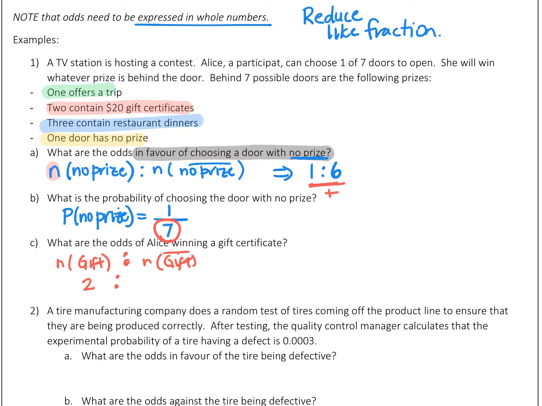The number that do not contain a gift certificate is everything else out of these 7, so 5. So my odds are 2 to 5 that I will win a gift certificate.